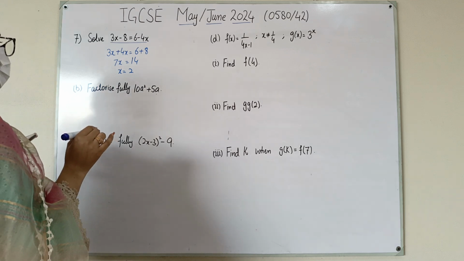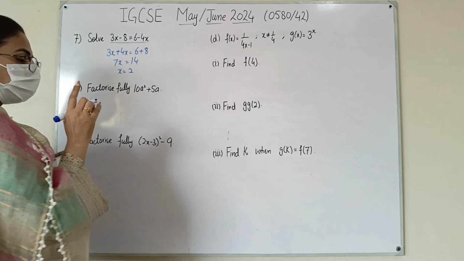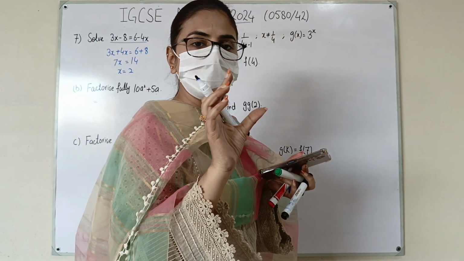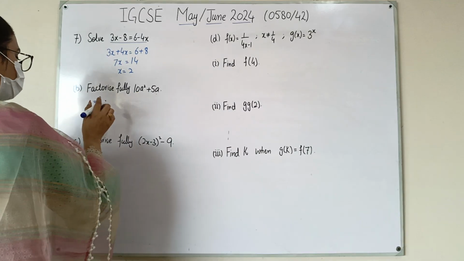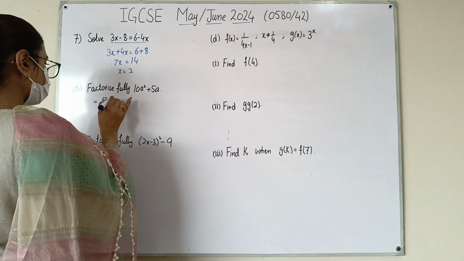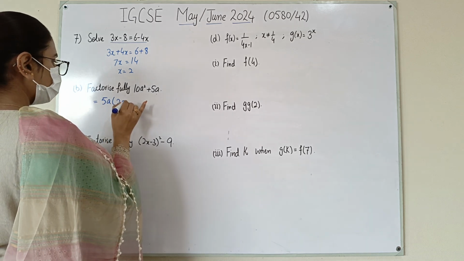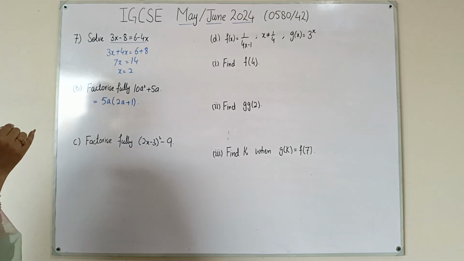Now part number B is asking to factorize this. First of all, you have to keep one thing in your mind. Factorization means you have to split the expression into multiplication form. So take the common factor, that is 5a. So here it will be 2a plus 1. This is the complete factorization of this given expression.